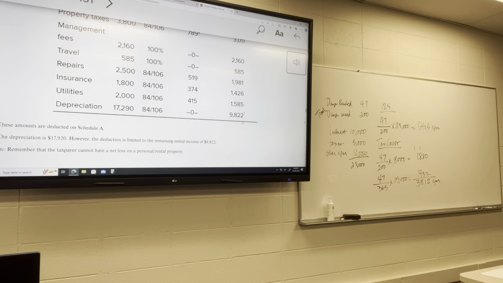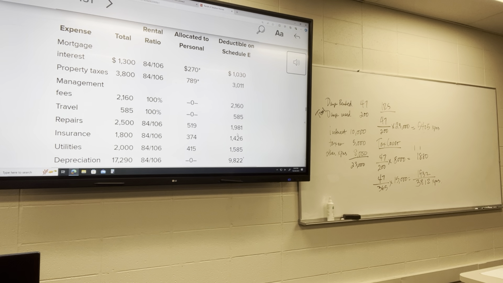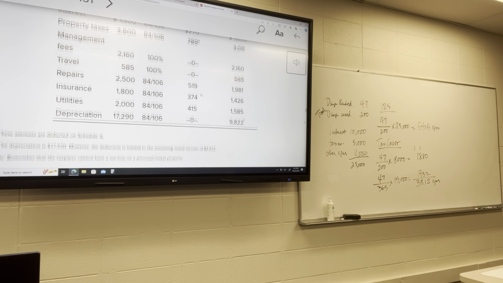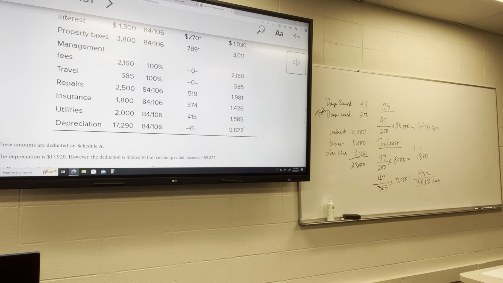Certain things, like the travel expenses, you wouldn't include in there, because that's a direct expense. These are more indirect expenses that have to be allocated between personal use and business use, or rental use. Also management fees, 100%. You're not gonna allocate that, because it's a direct expense for the rental. Travel fees, depreciation as well, you're not gonna allocate that. Or actually, no, you are gonna allocate that, I'm sorry.